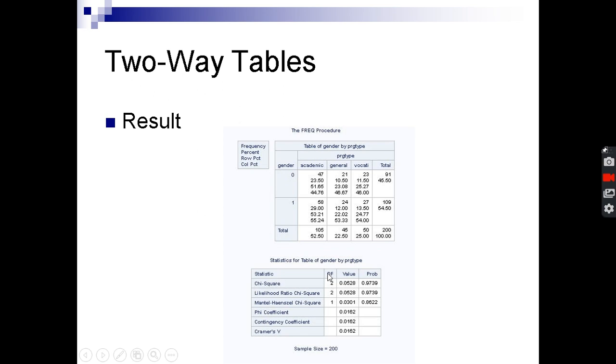And then in this two-way table case, we are testing whether two variables are independent or not. The null hypothesis is that gender and program type are independent. The alternative hypothesis is that they are not independent. Here the degrees of freedom is 2, and the test statistic is 0.0528. The p-value from the test is 0.9739. So the p-value is greater than 0.05, so we do not reject the null hypothesis, which means that gender and program type are independent.